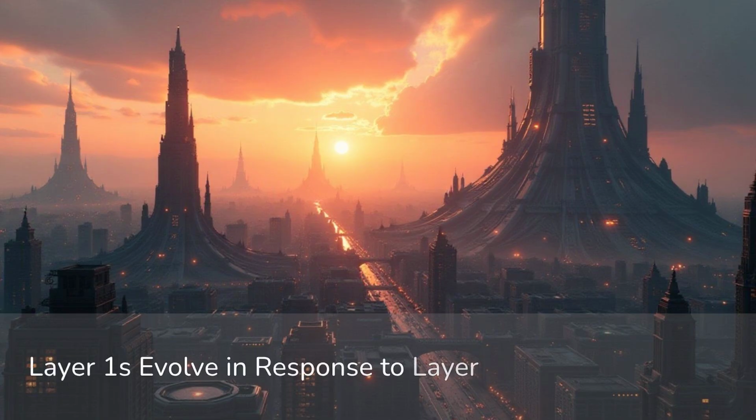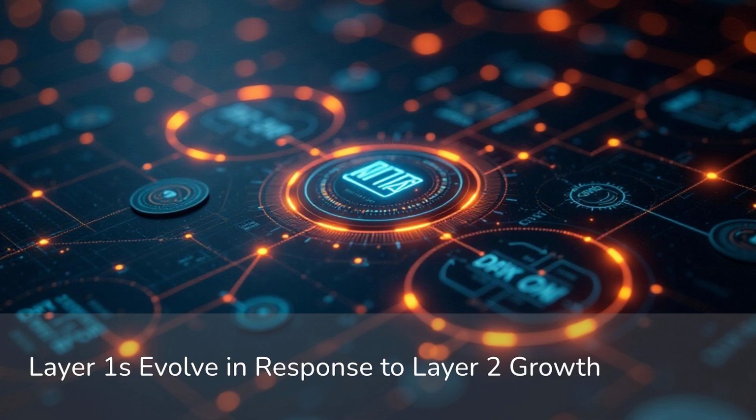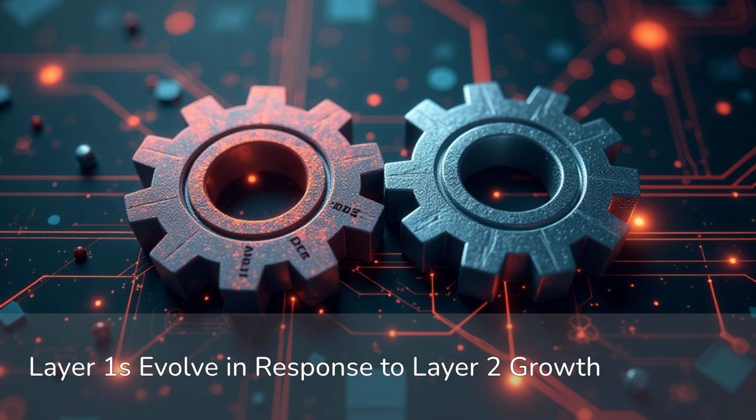Layer 1s also continue to evolve in response to Layer 2 growth. Ethereum's developers are actively working on upgrades that will make the chain more rollup friendly. Concepts like danksharding and EIP-4844, proto-danksharding, are designed to make data availability cheaper and more efficient, a vital component for rollup performance. The better Ethereum supports rollups, the more powerful and scalable the entire ecosystem becomes. This shows a rare alignment between Layer 1 and Layer 2 goals, working in harmony rather than competition.